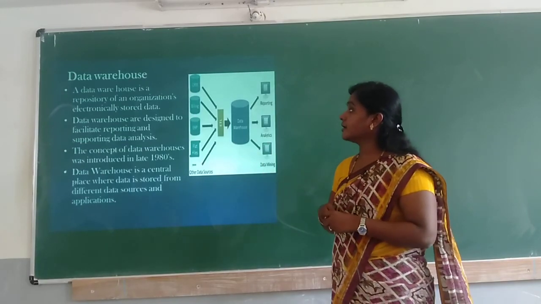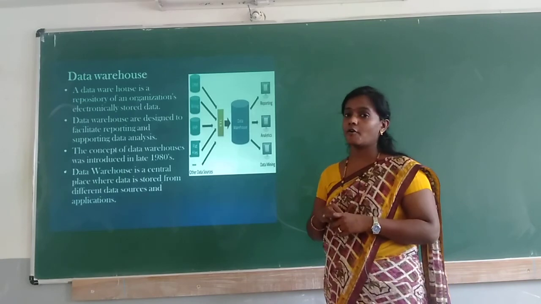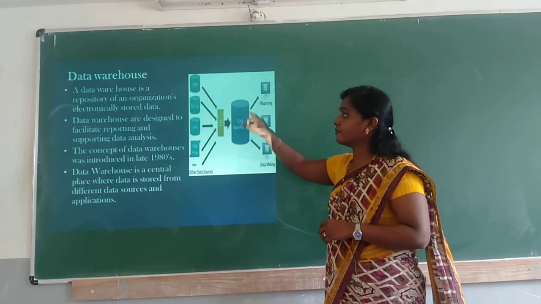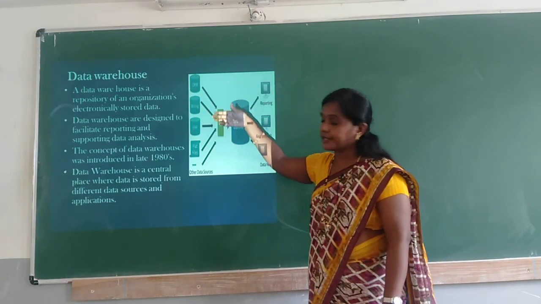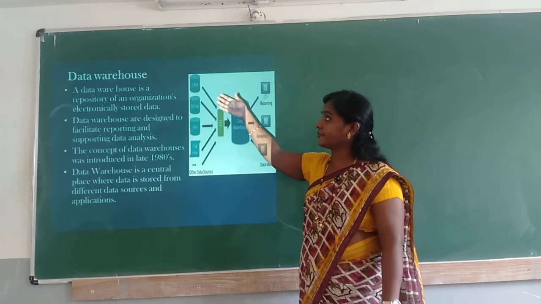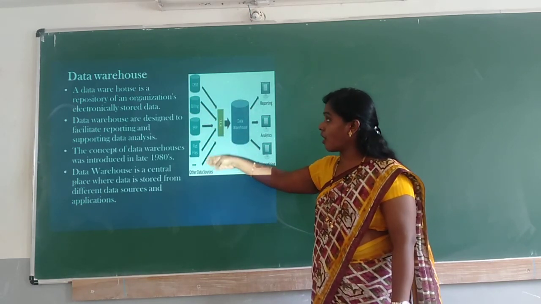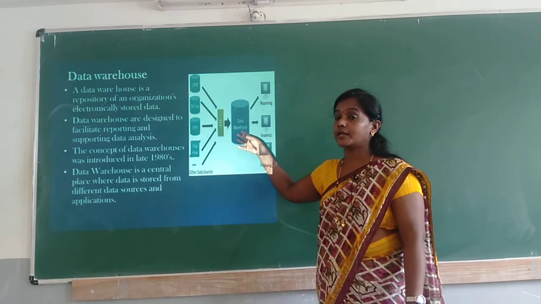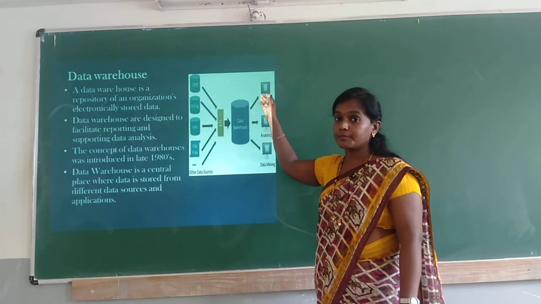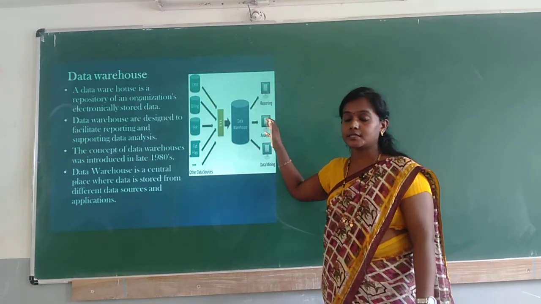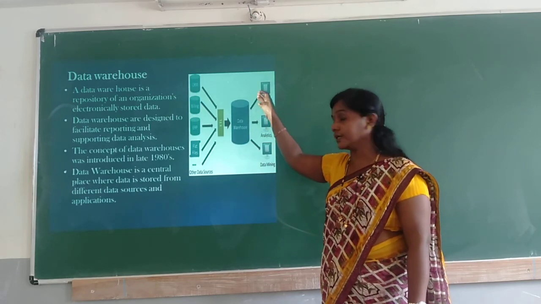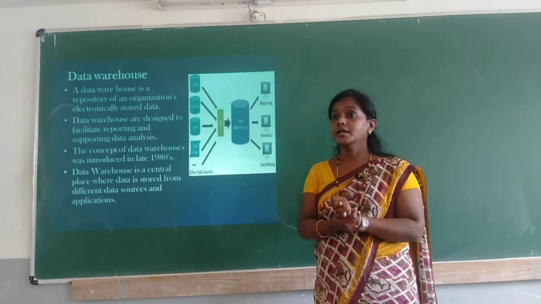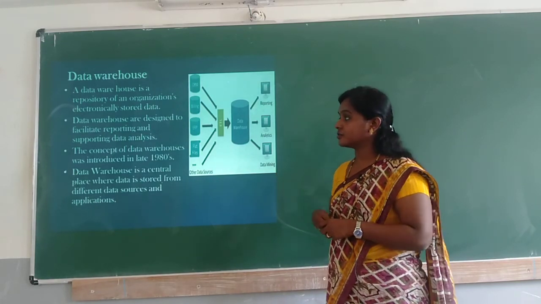So a data warehouse is a repository of the organization's electronically stored data. See here, this is a warehouse and these are different organizations or different departments in the company. All are storing it in the data warehouse. Why are we storing this here in the warehouse? In order to make reports and do decision making analysis. It is used for decision making, reporting, and data mining. In order to search the data, we use this data warehouse.